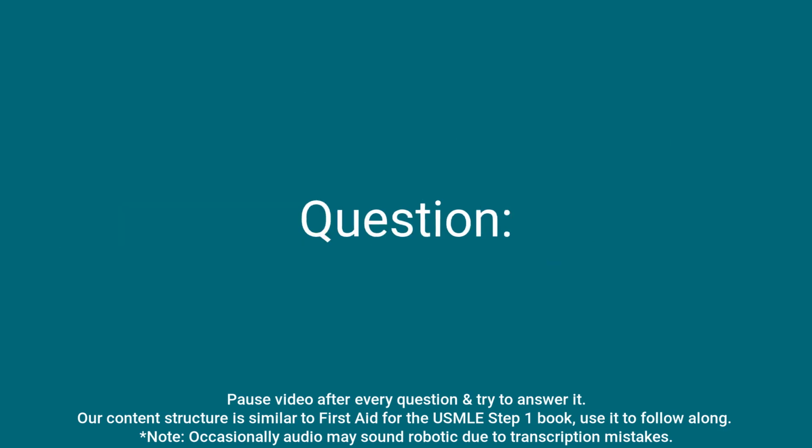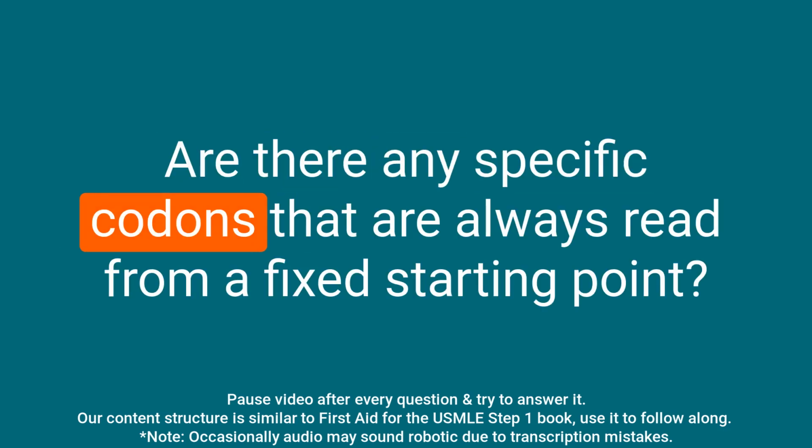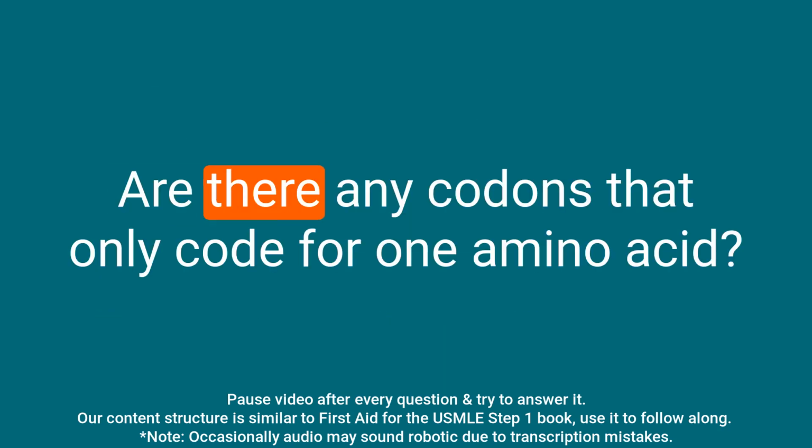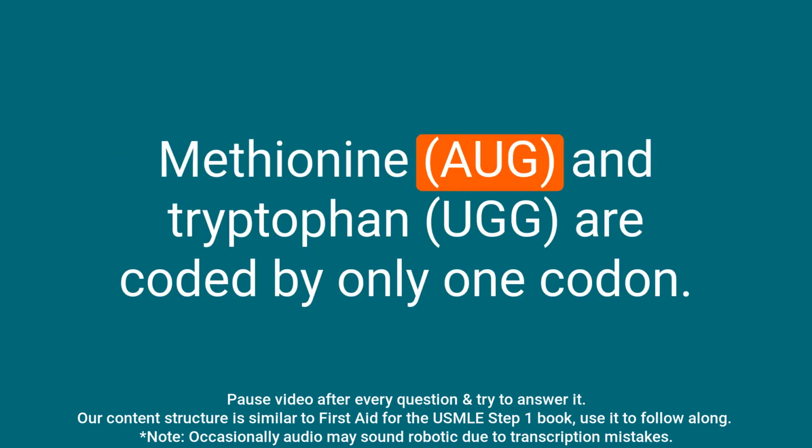rest of the organism. Question: are there any specific codons that are always read from a fixed starting point? Answer: the genetic code is read from a fixed starting point as a continuous sequence of bases, with the exception of some viruses. Question: are there any codons that only code for one amino acid? Answer: methionine and tryptophan are coded by only one codon.